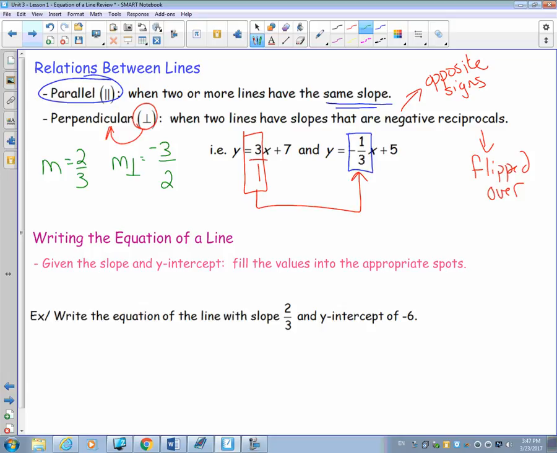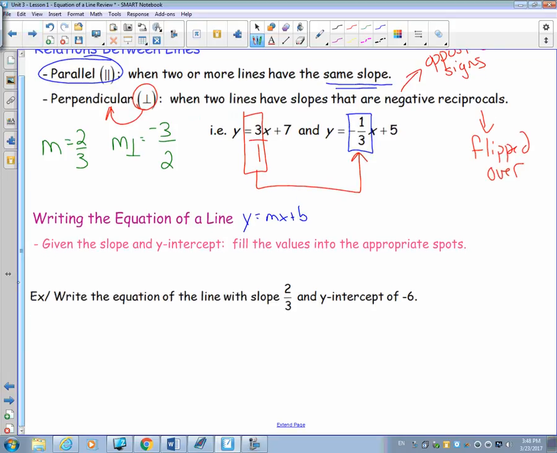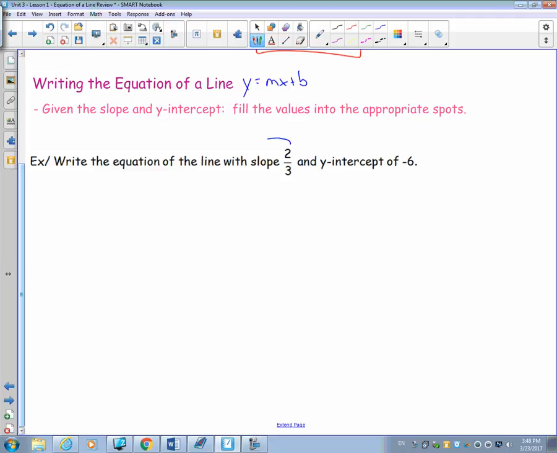Okay, so some relationships. Next idea, we want to be able to write the equations of lines. And by equation, we mean y equals mx plus b. We can write the equation if we know the slope and the y-intercept. All we've got to do is fill those two things in. So if we look at the first one here, find the equation with a slope, oh, there's m of 2/3, and a y-intercept, oh, there's b of negative 6. Our equation will be y equals 2/3 x plus b, and b is negative 6, so y equals 2/3 x minus 6.